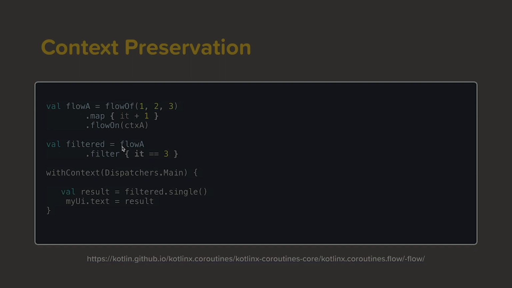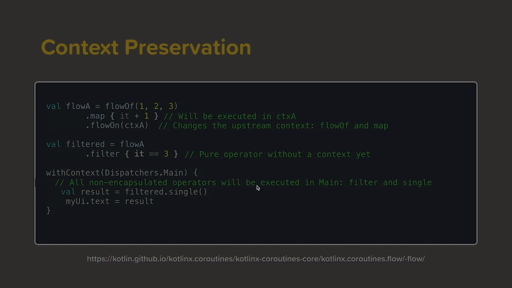We'll talk about it. Then we take this flow and filter out values which are equal to 3, and then we have another construct where we want to change the dispatcher of this particular flow, and we set it to main so that we can execute a few things on the main thread. Because of this flow on, the map is executed in context A, and the upstream changes, that is flow of and map, are both executed on context A. The filter is a pure operator without a context yet, and all the non-encapsulated operators will then be executed on main. So everything else is going to be executed on the main thread.